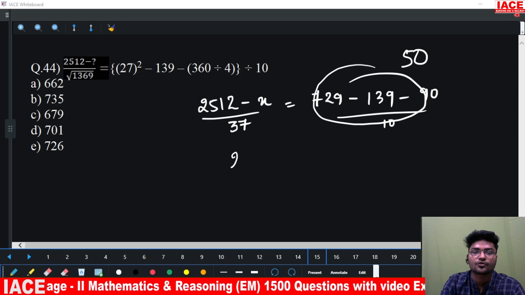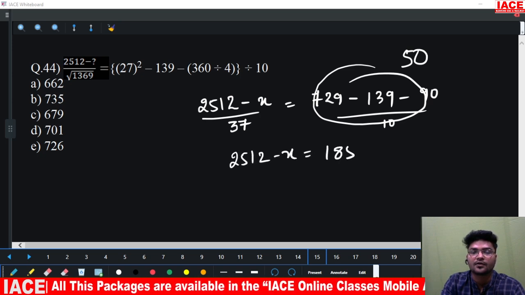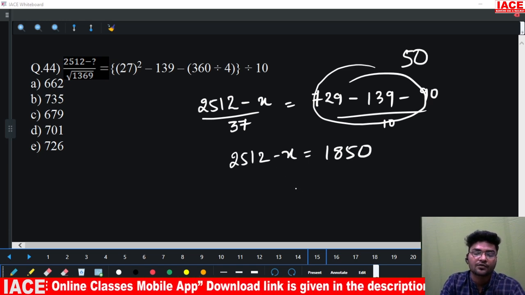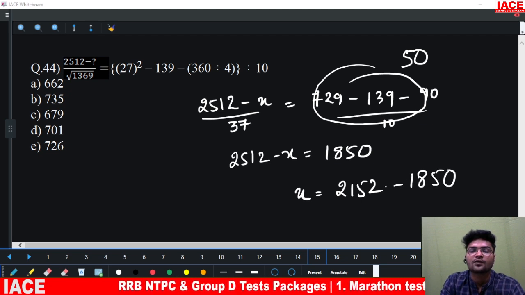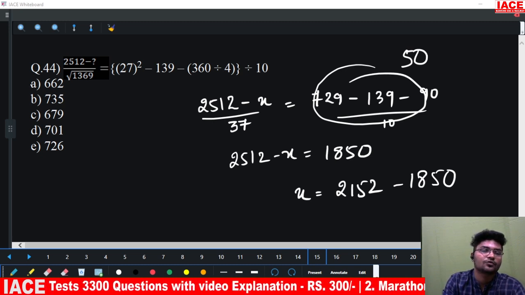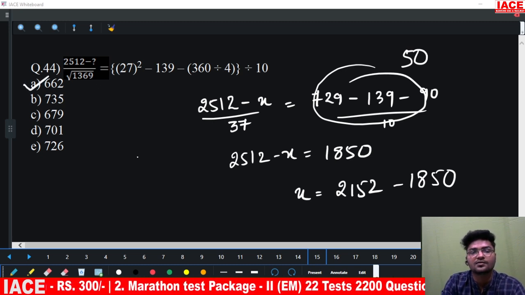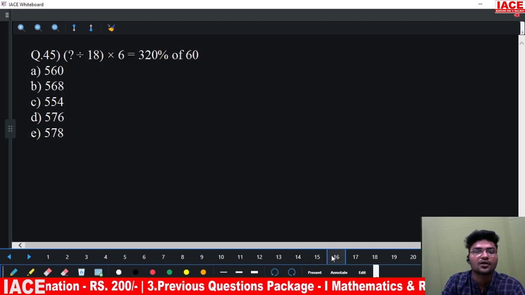50 into 37 will be 1850. So 2512 minus x is equal to 1850. So x will be how much? 2512 minus 1850. You can go with the unit digit also. 2 minus 0 will be 2. The answer ending with 2 is option A, that is 662.